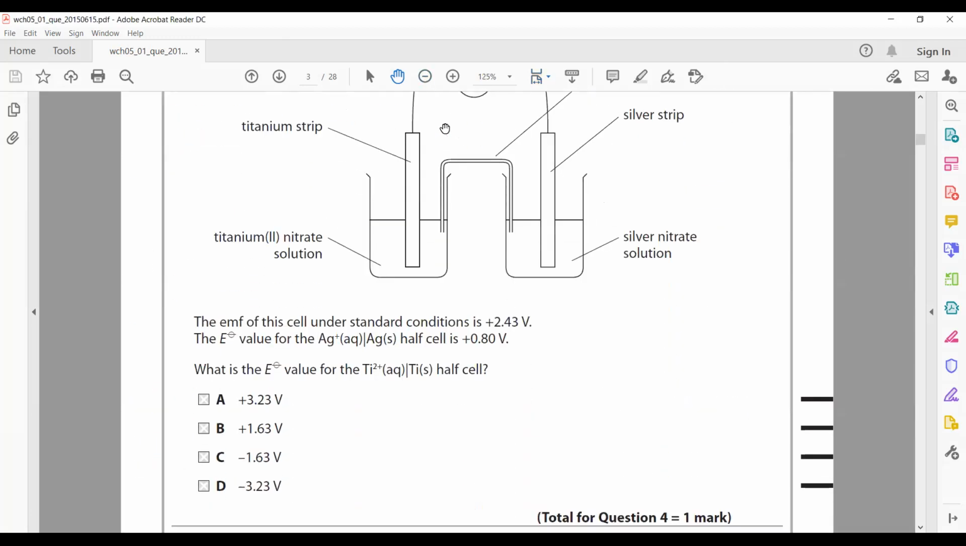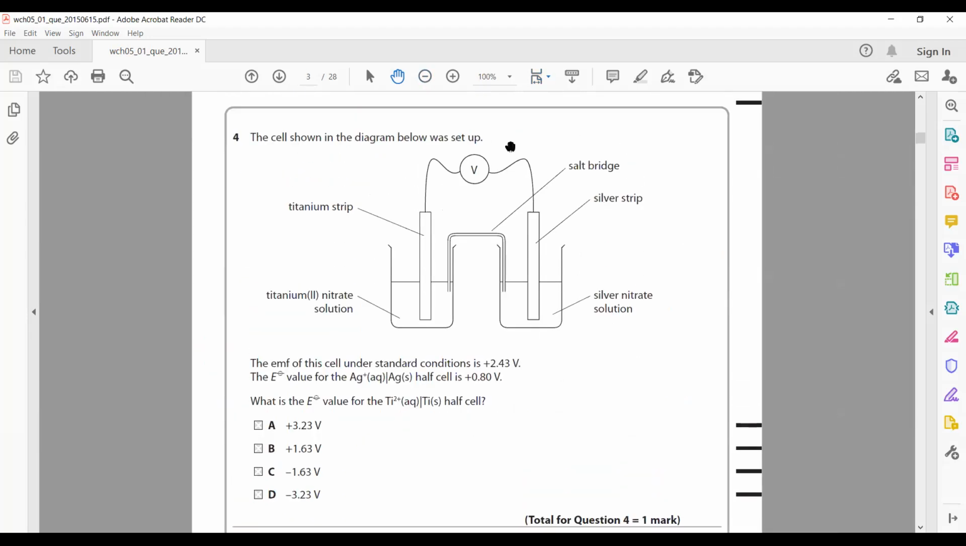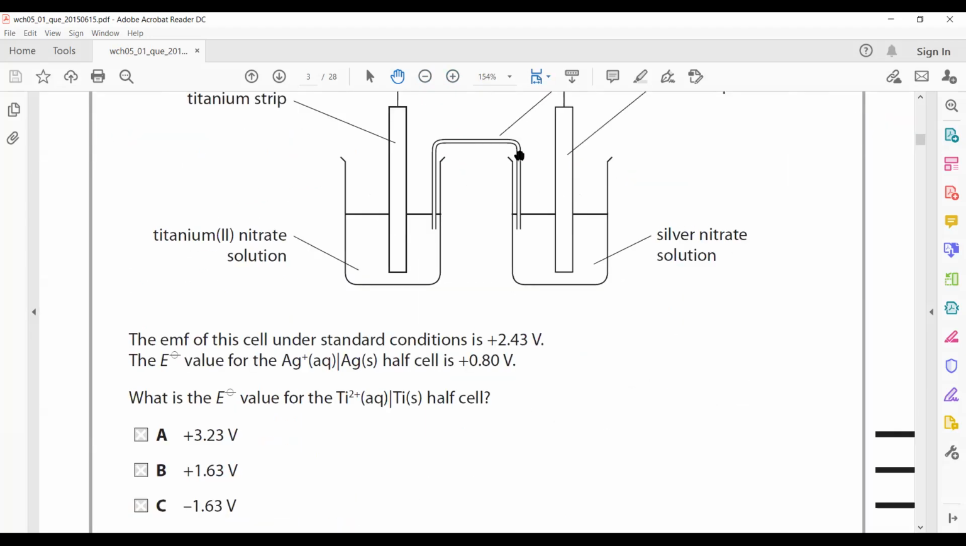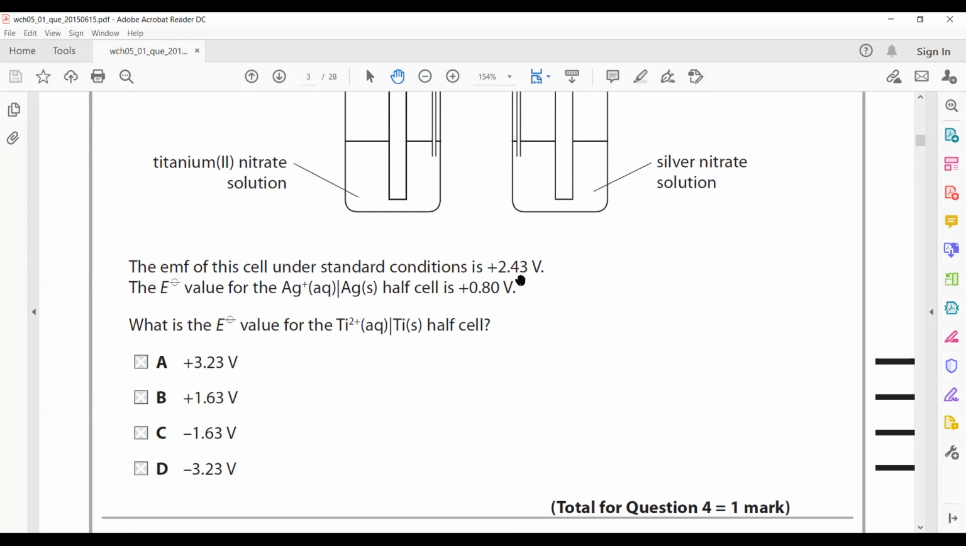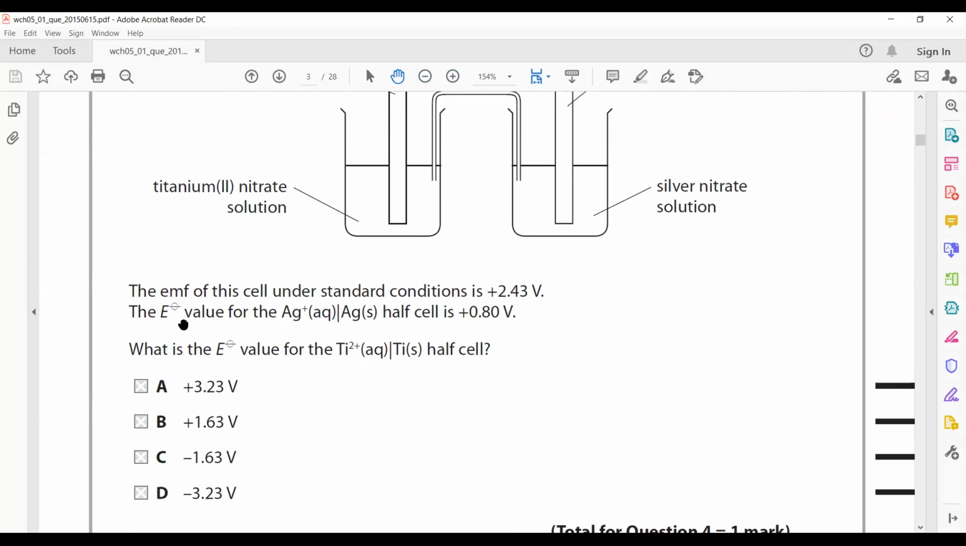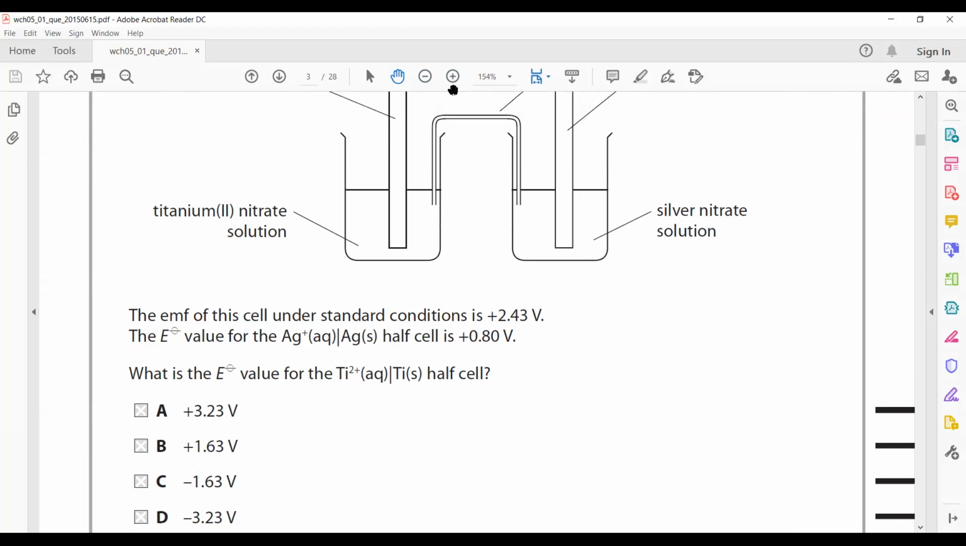Question 4. The cell is shown in the diagram below. Titanium and silver strips are used, with titanium(II) nitrate and silver nitrate. The EMF at standard condition of the cell is 2.43. The electrode potential value for silver is 0.8. What is the electrode potential for titanium?